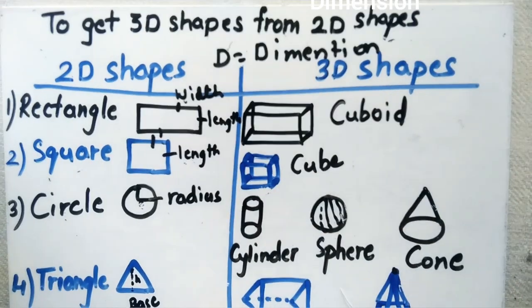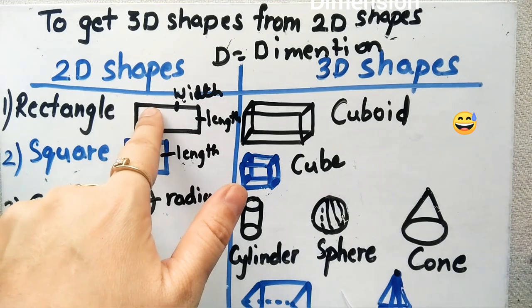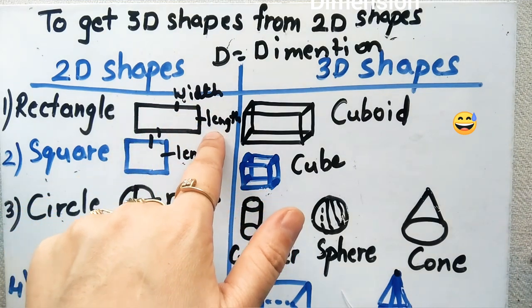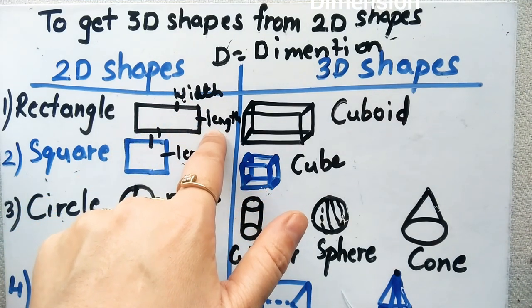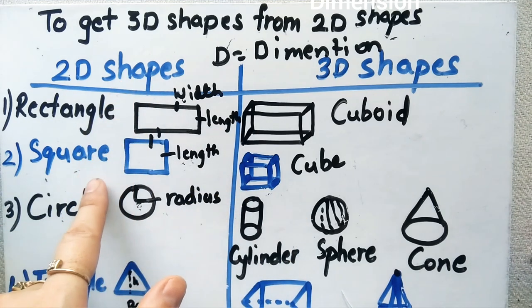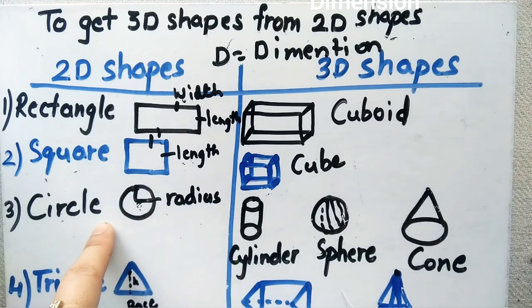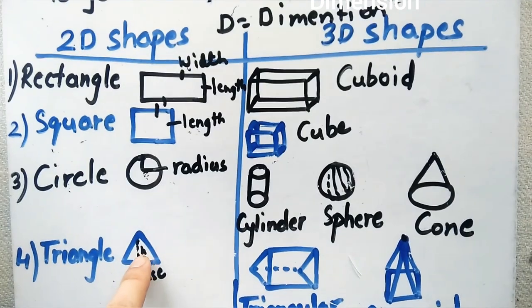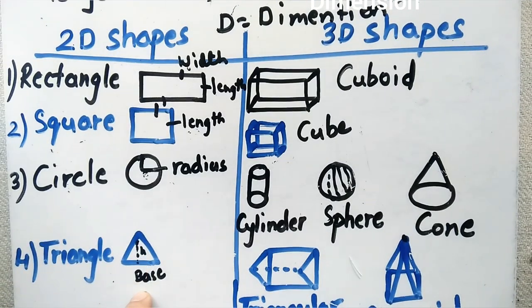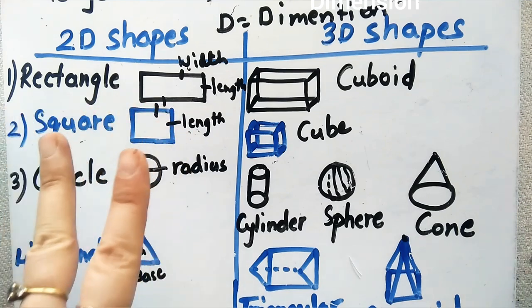When you have a shape that has only two measurements, like the rectangle here, it has only width and length, no thickness and no height, so it is called a 2D shape. Same with a square, only length and width. A circle has its radius on both sides as length and width, and a triangle has a height, or we can say a length, and a base. That's why these are called 2D shapes, because they have only two dimensions.